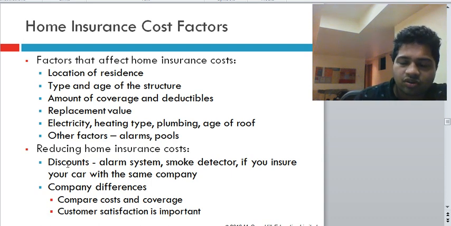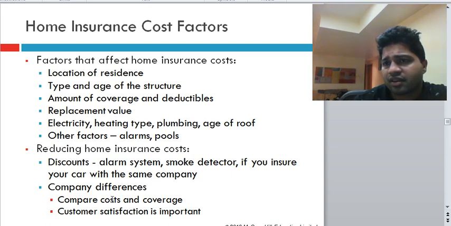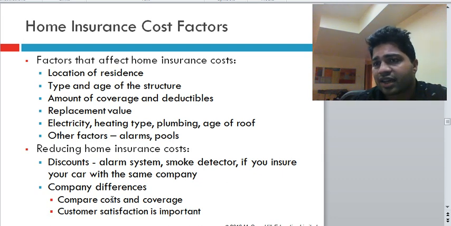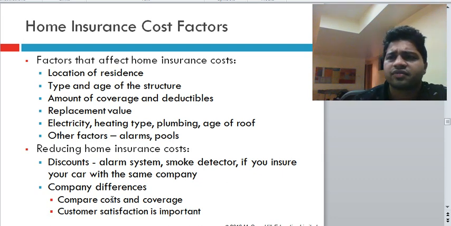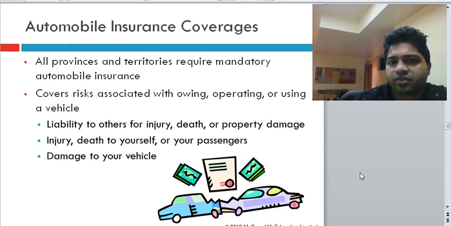Reducing home insurance cost, discounts: install an alarm system, smoke detector. If you insure your car with the same company, sometimes the cost is lower. Company differences: there is a wide range available. Certain companies have very low claim paying rates, certain companies pay claims quite high, and you have to consider a lot of other factors. So compare and find the best possible situation for you.